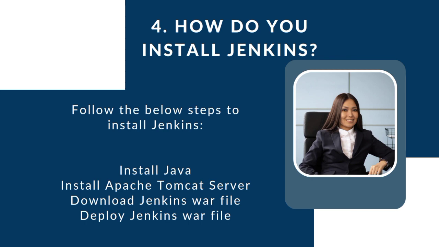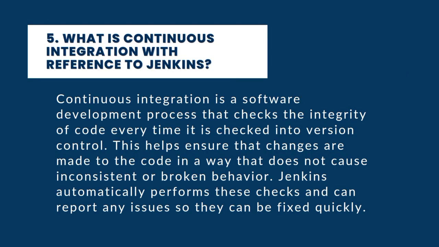5. What is continuous integration with reference to Jenkins? Continuous integration is a software development process that checks the integrity of code every time it is checked into version control. This helps ensure that changes are made to the code in a way that does not cause inconsistent or broken behavior. Jenkins automatically performs these checks and can report any issues so they can be fixed quickly.